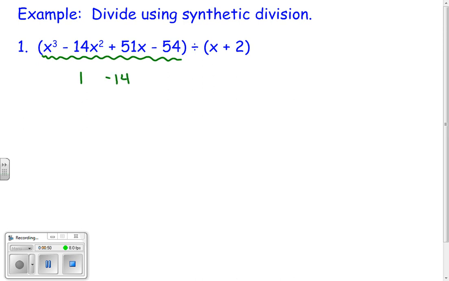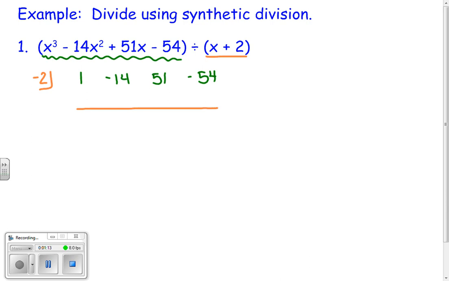Once you realize it's in standard form with every place there, write the coefficients. The coefficients are the numbers found in front of each term. In this case, it's a 1, a 14, a 51, and a negative 54. The factor that you're dividing by, its root, which is the opposite sign, goes in what I would call a little half box. You leave a little bit of room and draw a line.